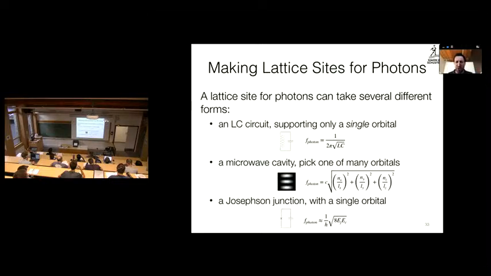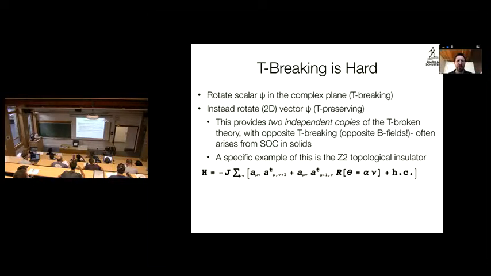And we'll go from there. So before we even hop into the platforms, though, I want to make one more comment, which is that breaking time reversal symmetry is hard, okay? The way you should think about this is that we will need to generate tunneling phases such that when our photon hops from one lattice site to another, it picks up a phase associated with that hop, right?